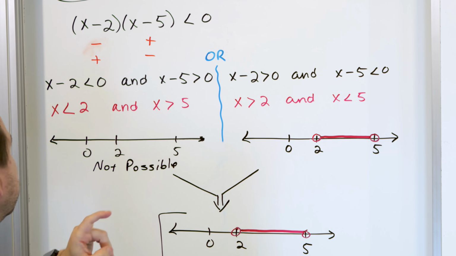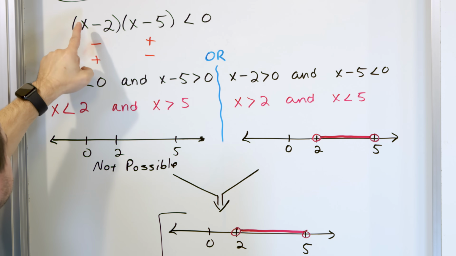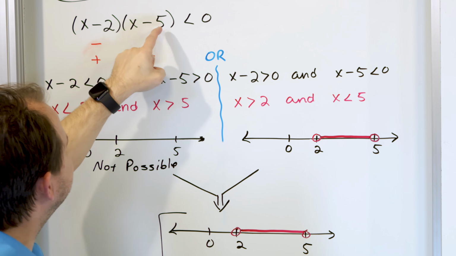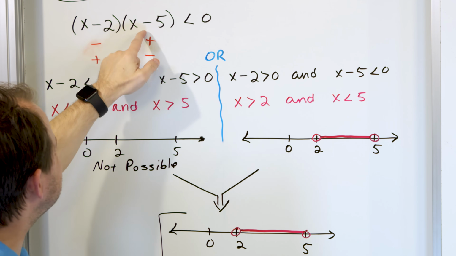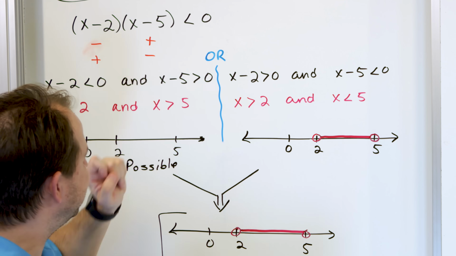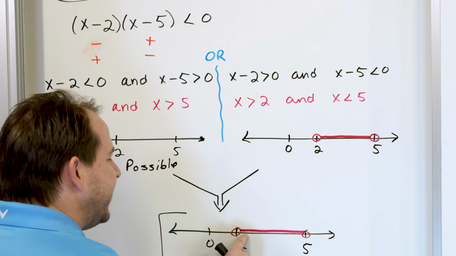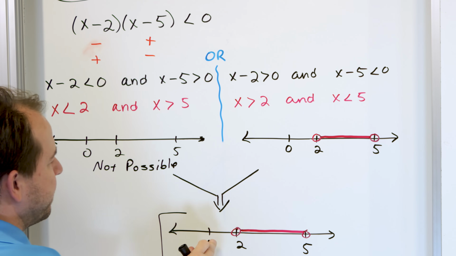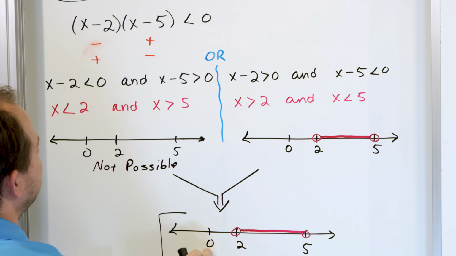Let's pick 3. If we put 3 in here, 3 minus 2 is 1. So remember the value of 1. And then 3 minus 5 is negative 2. So 1 times negative 2 is negative 2, which is less than 0. And what you will find is that anything in this range, when you stick it in here, is going to be less than 0. Let's just test it by putting something outside the range. Let's put the number 0 in here.